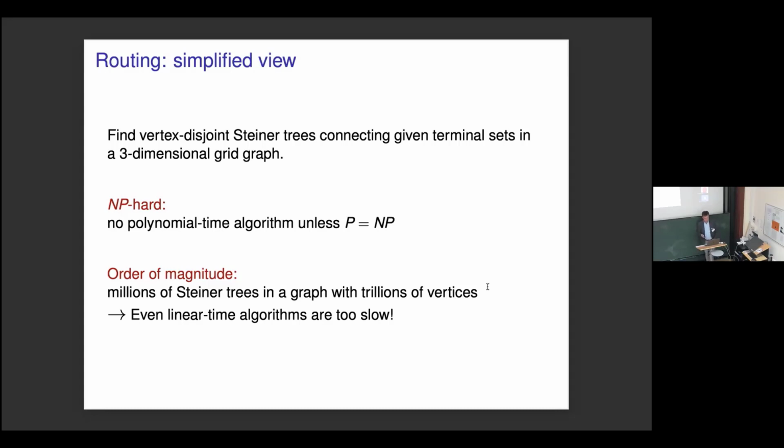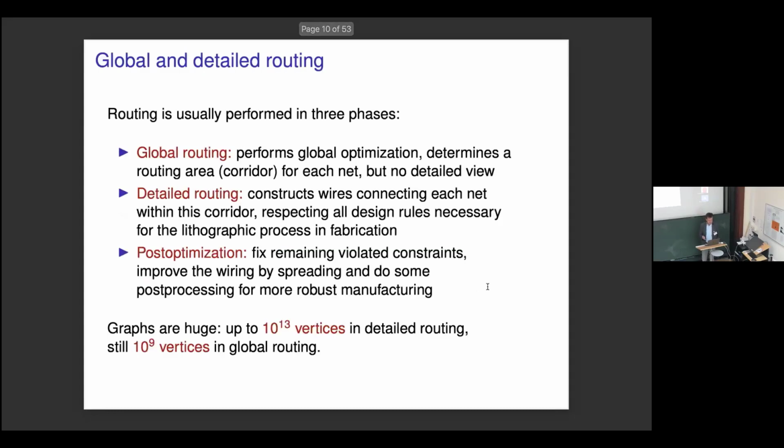So what do we do? Typically, this task is separated into 2 or 3 stages. First, we do what we call global routing. We simplify the instance, make it much smaller, condense it in a sense. I will give a picture in a minute. And then it turns out we can still do global optimization. I will explain how we can do it.